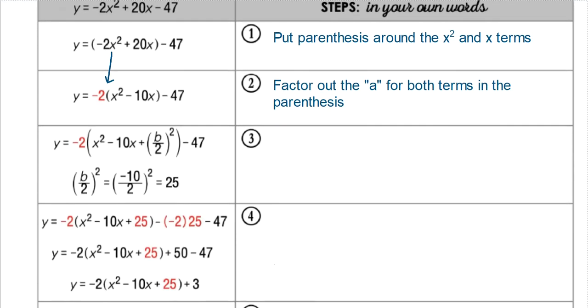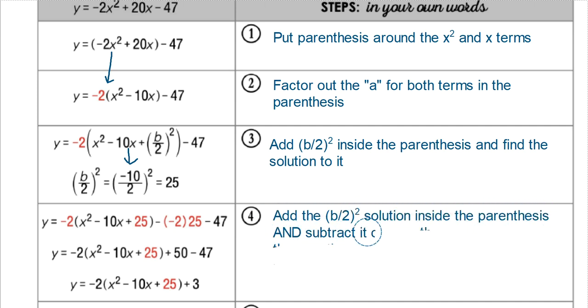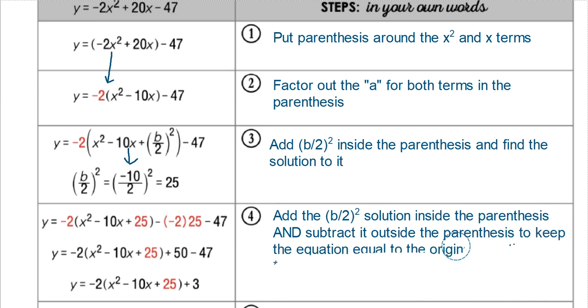All right, so once we've done that, then it's pretty similar to what we were doing before. Again, we're going to add the (b over 2) squared inside the parentheses and find the solution to it. In this case, we had negative 10 divided by 2, squared. So that means we're going to add 25 inside the parentheses. We're going to put that inside the parentheses, and we're going to remember to subtract it outside the parentheses in order to keep it equal to that original equation.